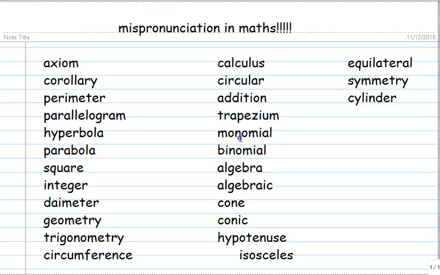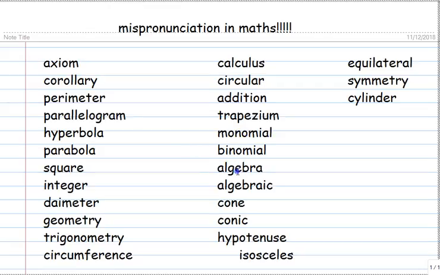Okay, this one. Monomial. Monomial. Binomial. You can't pronounce this one as monomial or monomial. It is monomial, binomial.